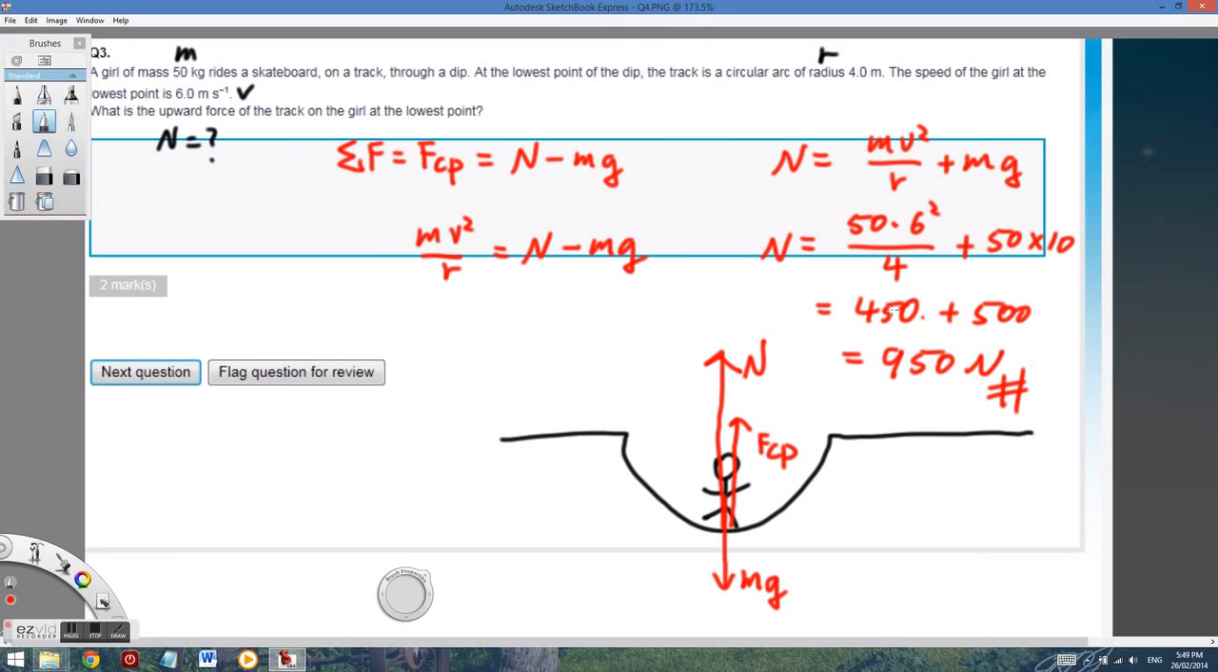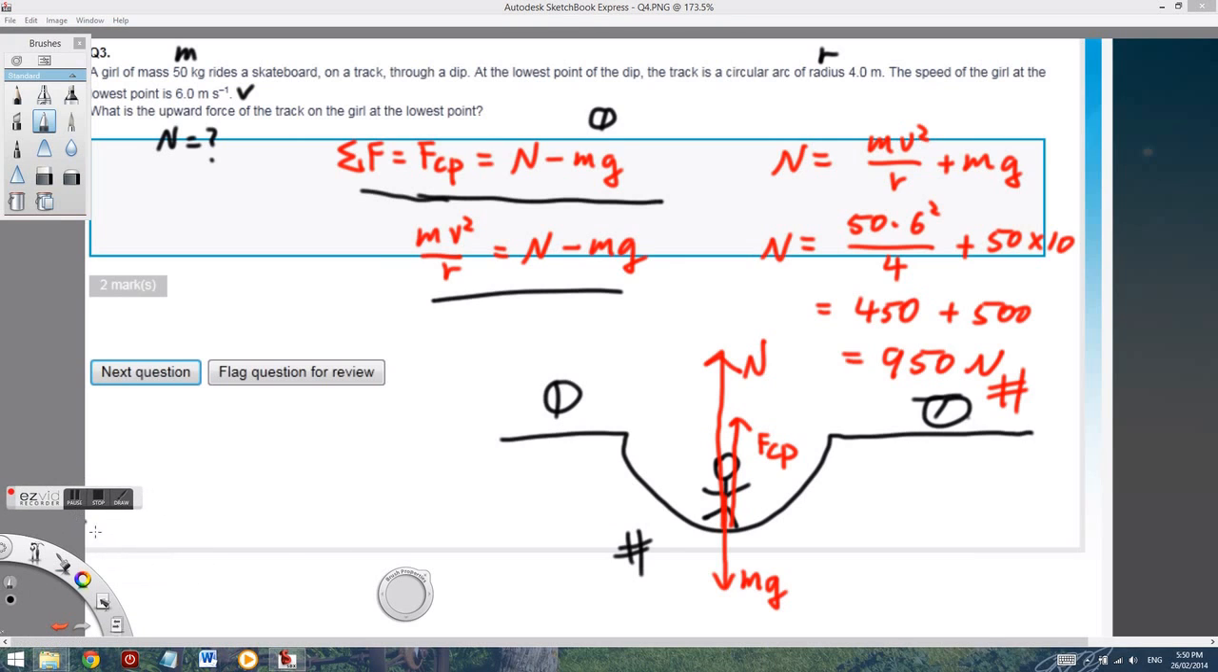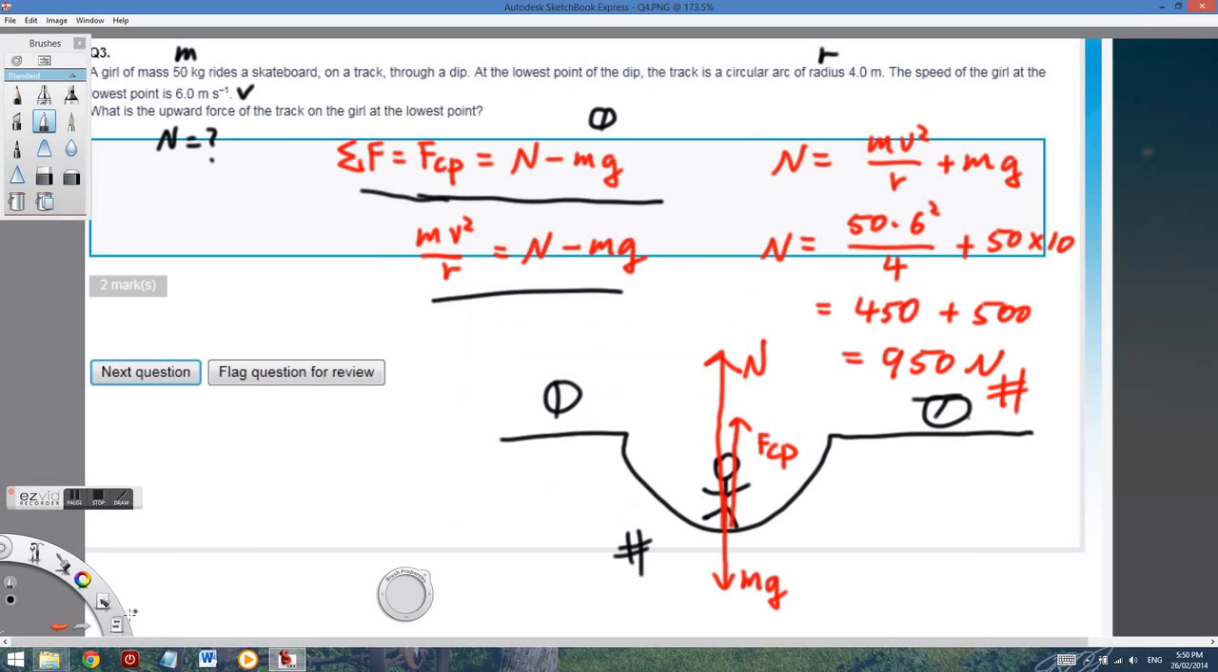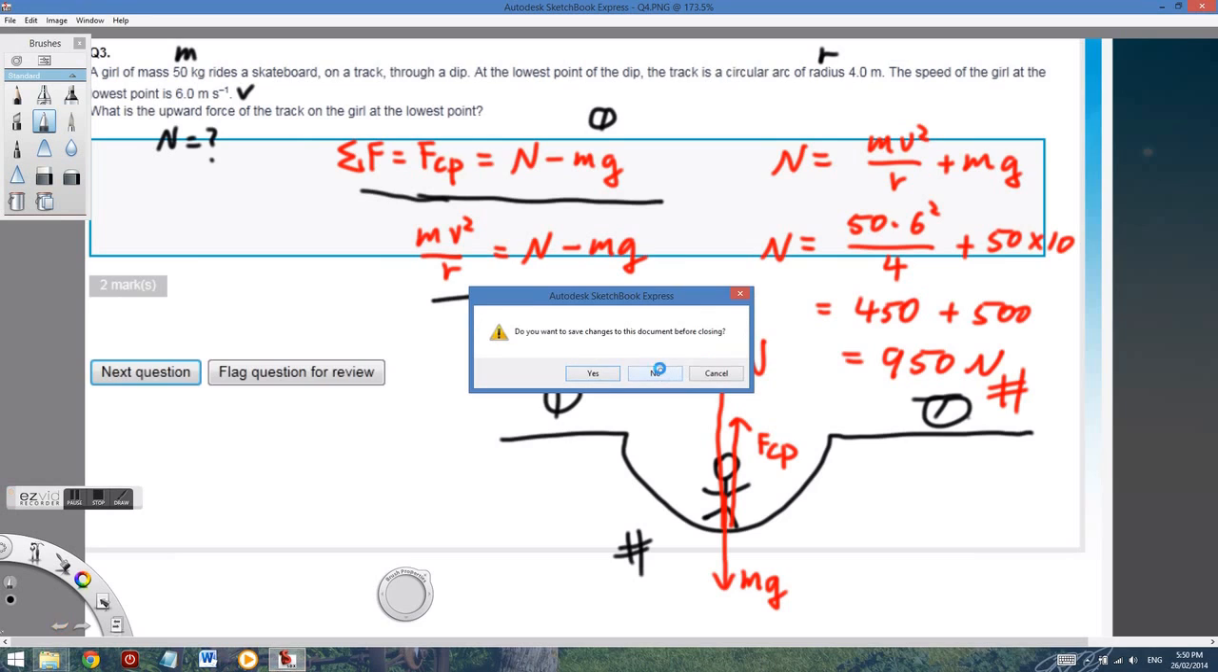So again, the important part: you need to be able to derive this equation. Once you derive this equation, you get 1 mark. You get another mark for the final answer. Also drawing a diagram: if you do it correctly, you get 1 mark for drawing the correct diagram. Now, let's go to the next question.